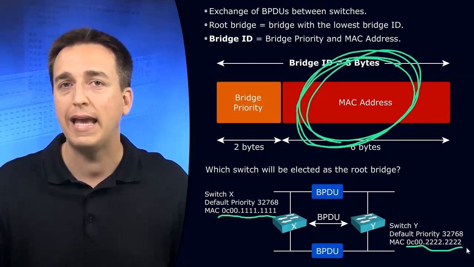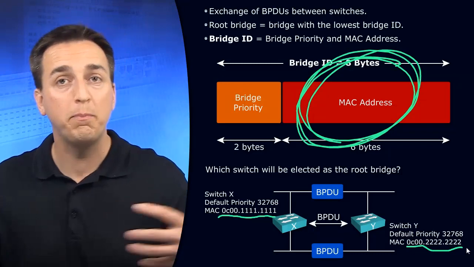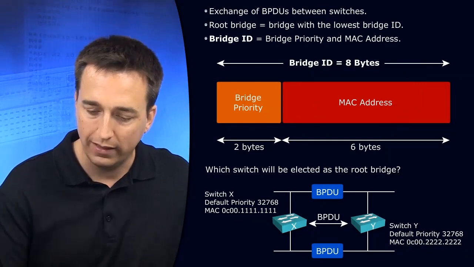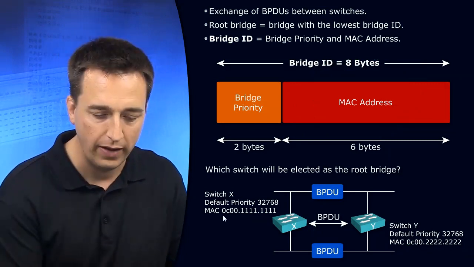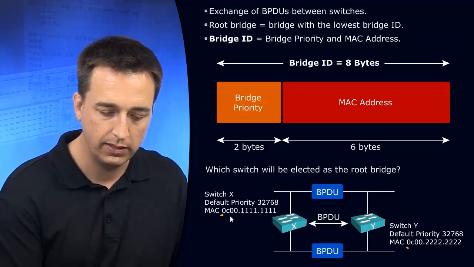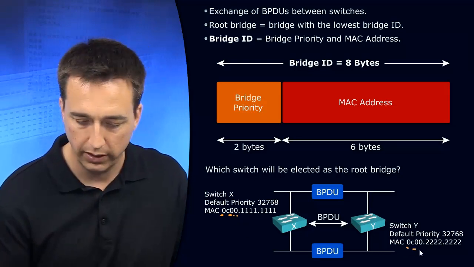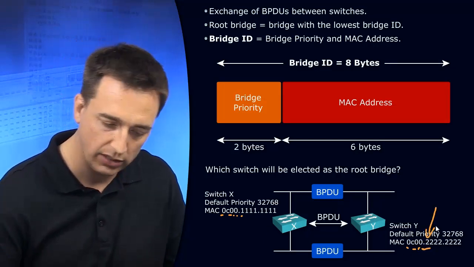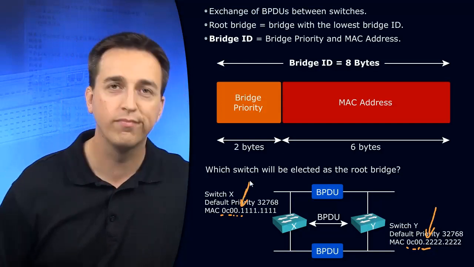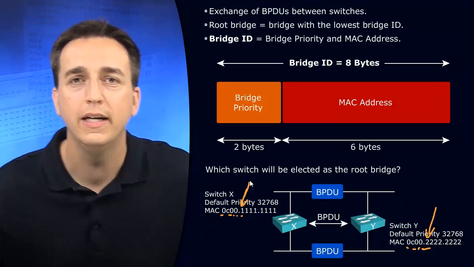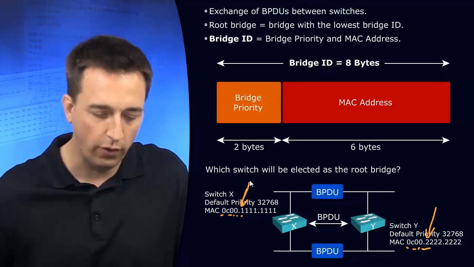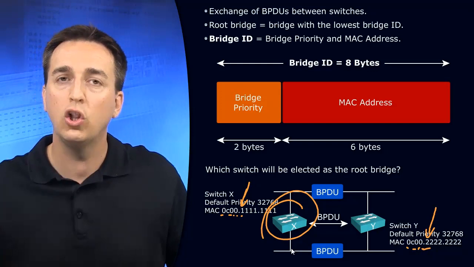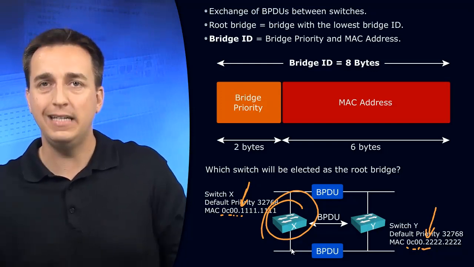So who has the lower MAC address now? See, the bridge priority is tied, so we need a tiebreaker, the MAC address. Which one is lower? If you're not sure how to read this MAC address, you read it from left to right. So compare the values. 0, 0, same. C, C, same. 0, 0, 0, 0. All right, then we have 1 and 2. Oh, right there. There's our deciding factor. This 2 and this 1. 1 is lower than 2. Therefore, switch X is our root bridge because it has the lower bridge ID.